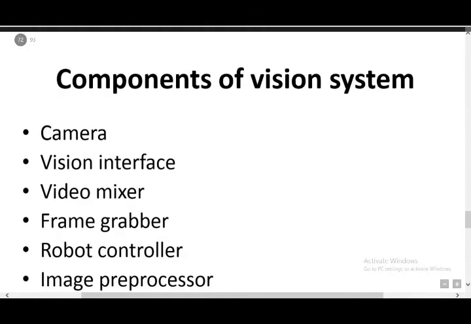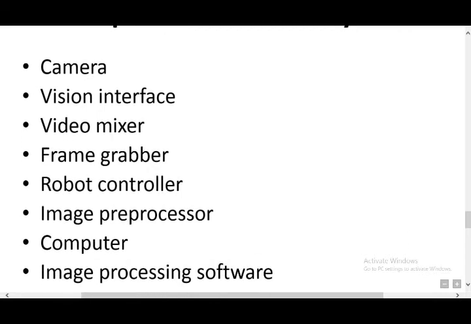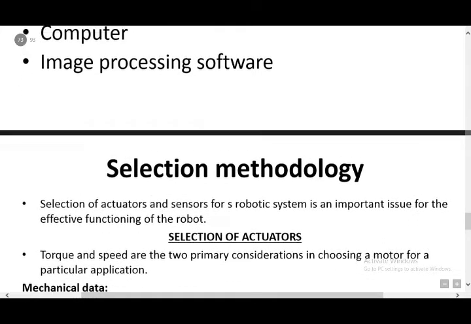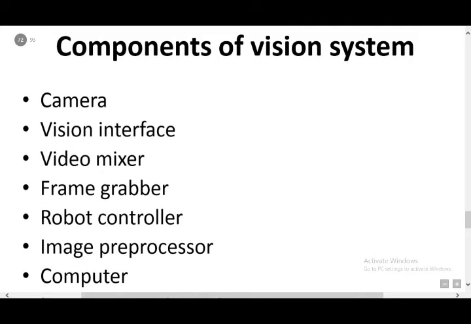Components of vision system: camera, vision interface, video mixer, frame grabber, robot controller, image preprocessor, computer, image processing software. These are the components of the vision system.